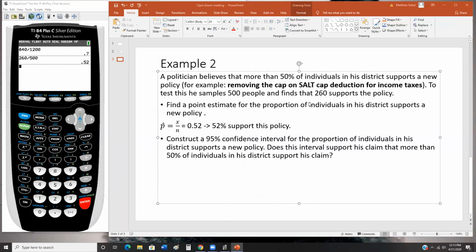So you have to be careful in how you use statistics. Remember, this is just from a sample of 500 people. When you see a survey that says 52% support this policy, what could the real possible values actually be? Because this is just from one sample. So let's construct a 95% confidence interval for the proportion of individuals in his district who support this new policy.